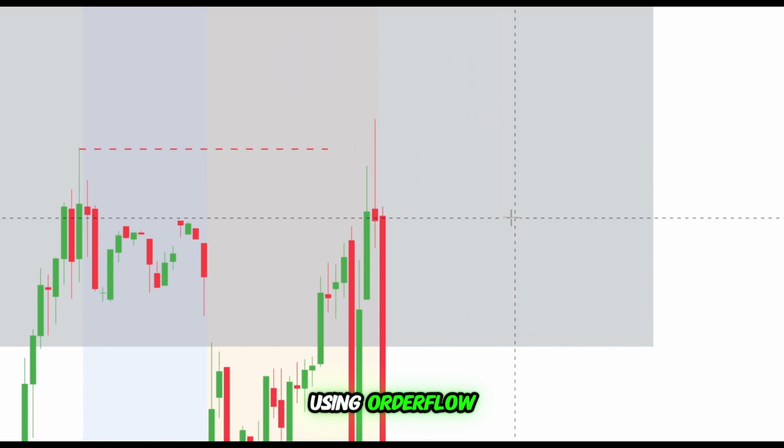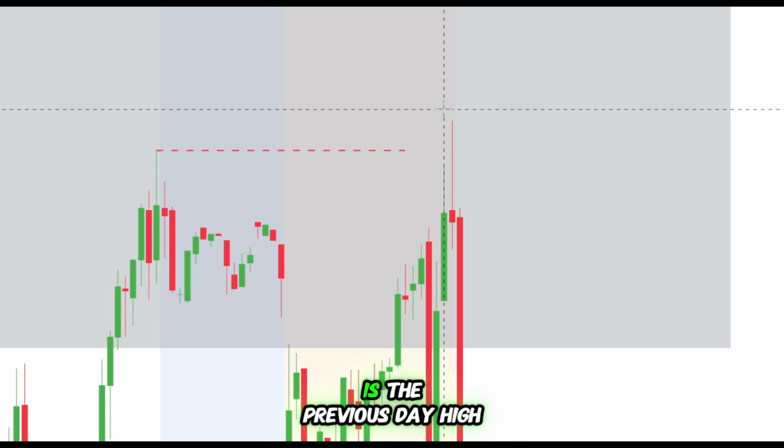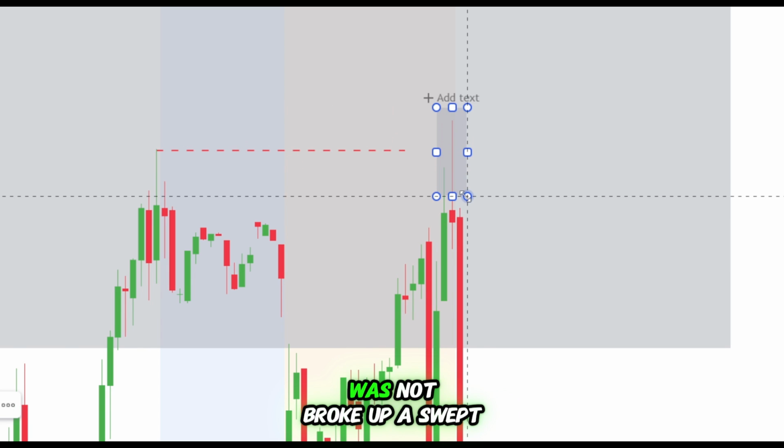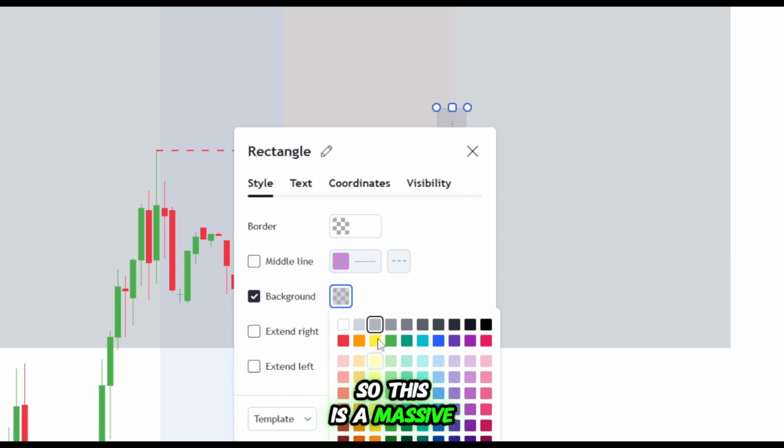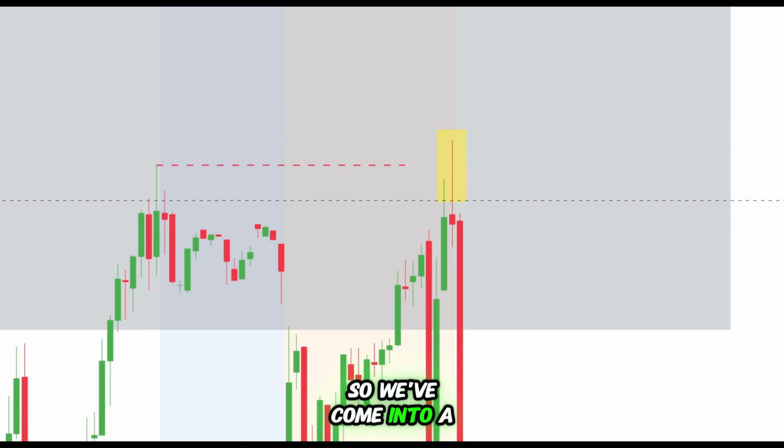We're going to be going over how you could have broken this down using order flow. But just from an ICT or price action perspective, what we understand over here is that the previous day high was not broken but swept. So this is a massive indication for looking for reversals, right? So we've come into a supply zone.